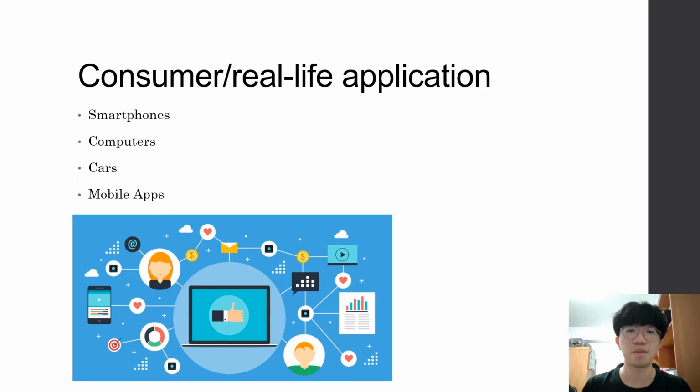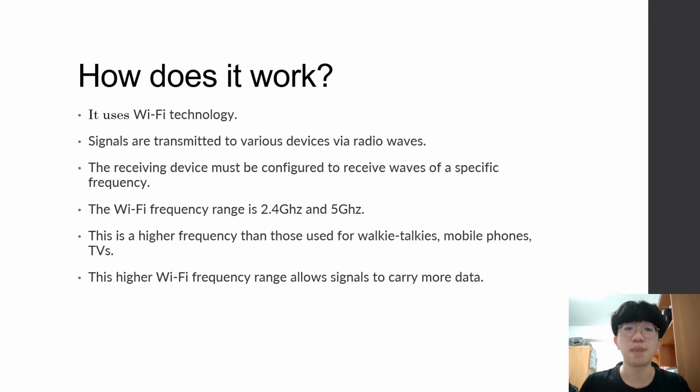Here are some of the real-life applications we all have been using, such as smartphones, computers, cars, and mobile apps. How does it work? The simple answer is to use Wi-Fi technology. Signals are transmitted to various devices via radio waves.